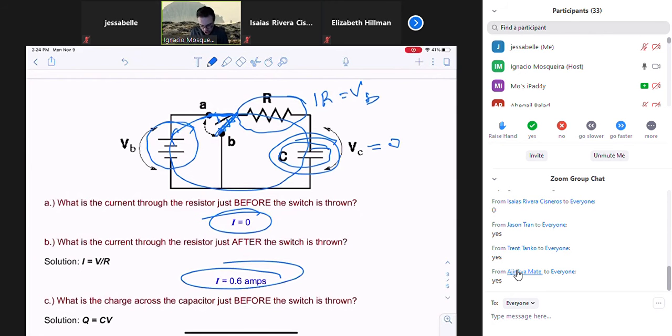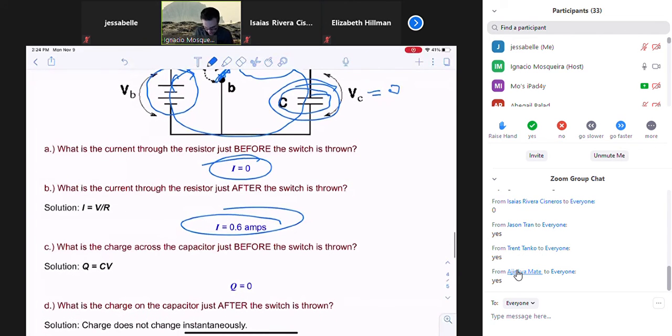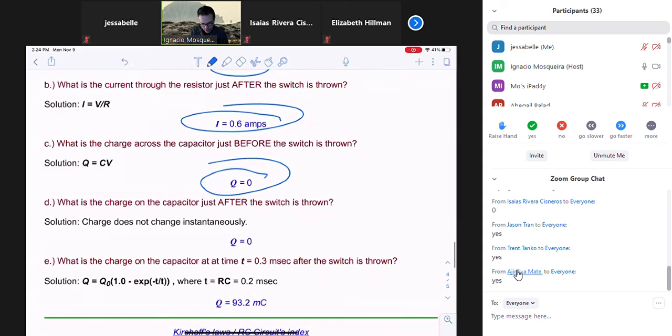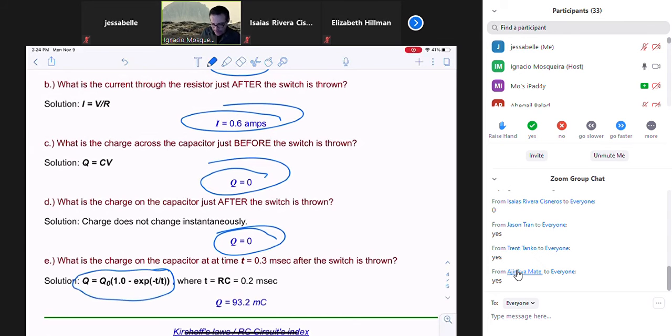Now I ask, what is the charge on the capacitor? 0. That's what we just said. It's fully discharged. That's not the same as above. And right after? Still 0. Now what changes is that you cannot use the discharging capacitor formula. You're not discharging the capacitor now. Now you're charging the capacitor. You start out at 0 and you get to some value.